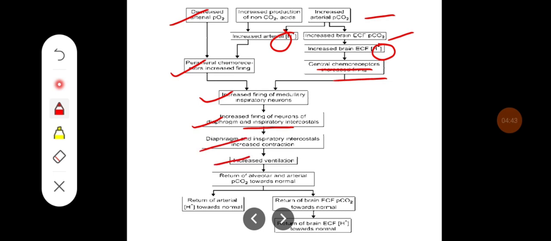There will be increase in the ventilation, and that causes return of alveolar and arterial PCO2 towards the normal. So that means it balances the H plus ions, and it is going to wash out the carbon dioxide and brings back the H plus ions back to the normal.